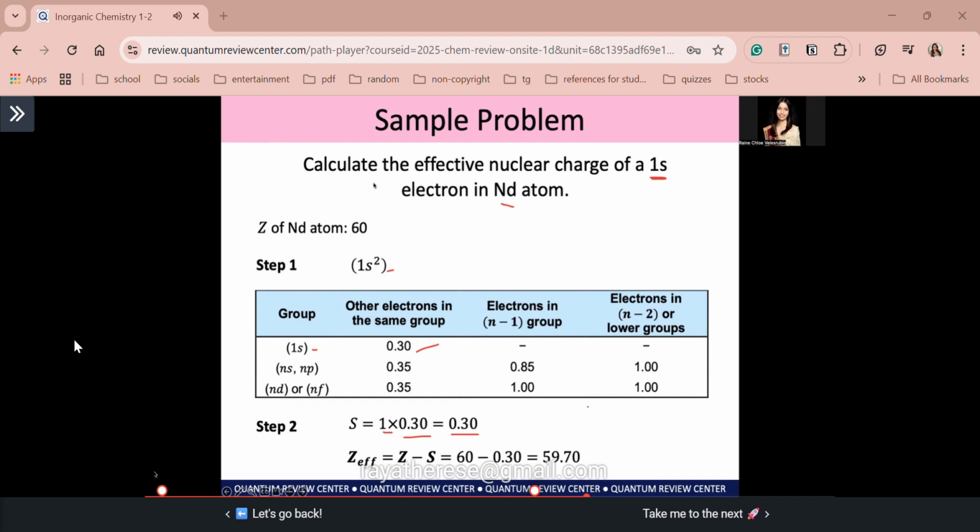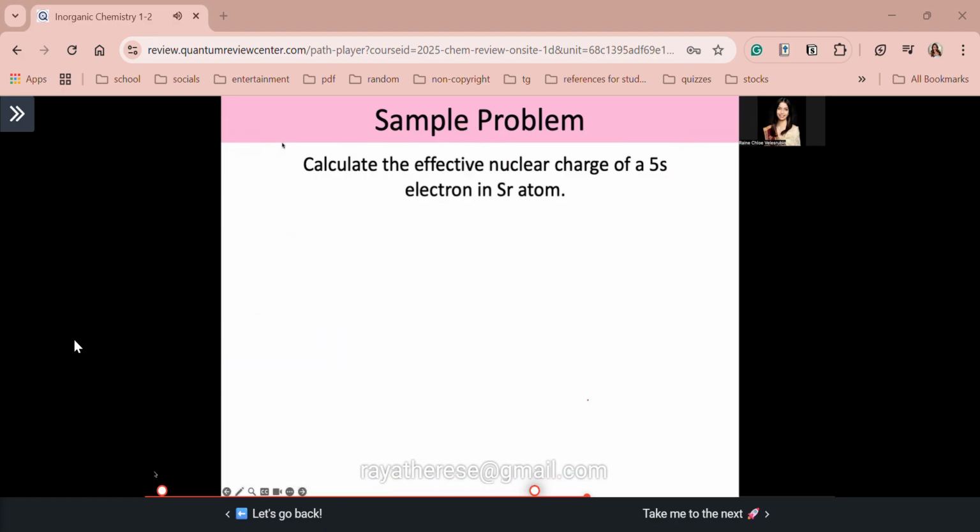Kasi syempre, 1s siya ang pinakamalapit sa nucleus, right? Okay. Sana gets so far, very easy pa yan, di ba? Now let's move on to number 2. Calculate the effective nuclear charge of a 5s electron in strontium atom.